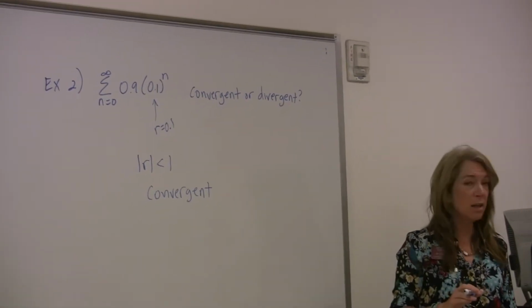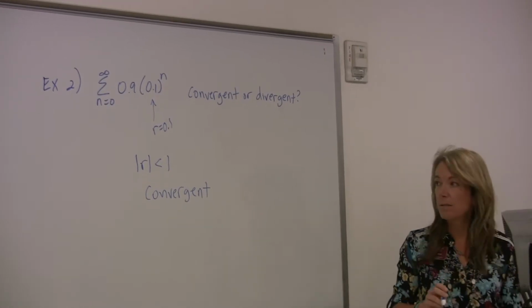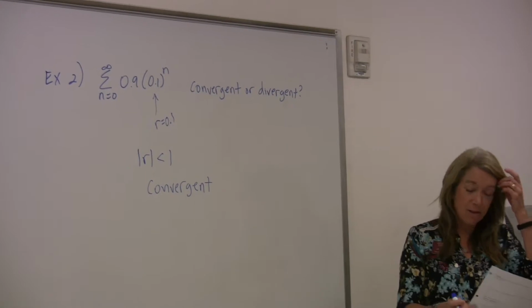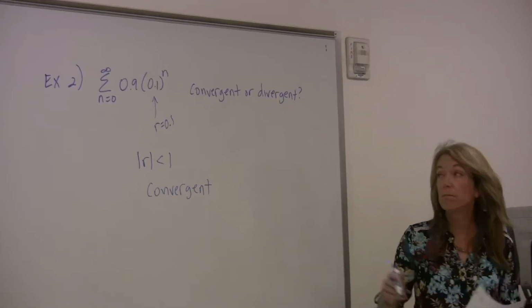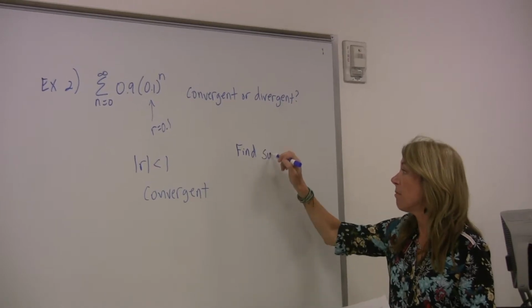See how we found the r in there? So I have to start recognizing what the notation means. The question said, does it converge or diverge? If it's convergent, find the sum. So now that we decided it converges, let's find the sum.